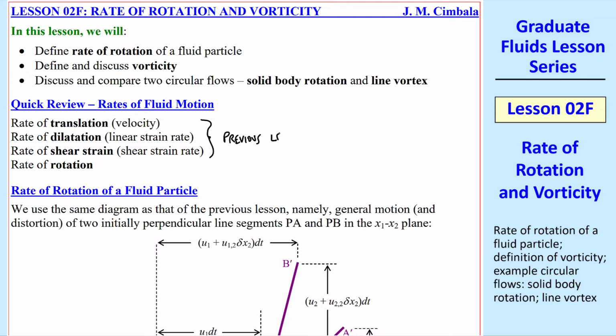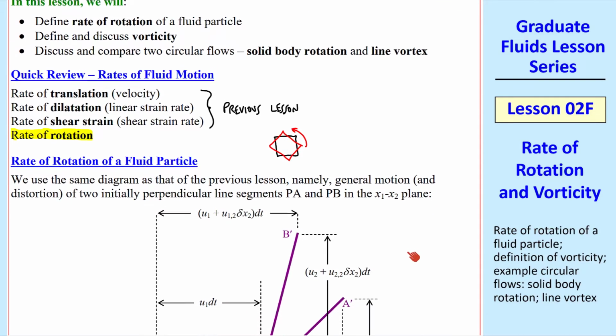In the previous lesson, we defined rate of translation, dilatation, and shear strain. Now we're going to discuss the rate of rotation. We all know what rotation means, when a fluid particle rotates about some axis. But we need to extend this to 3 dimensions.